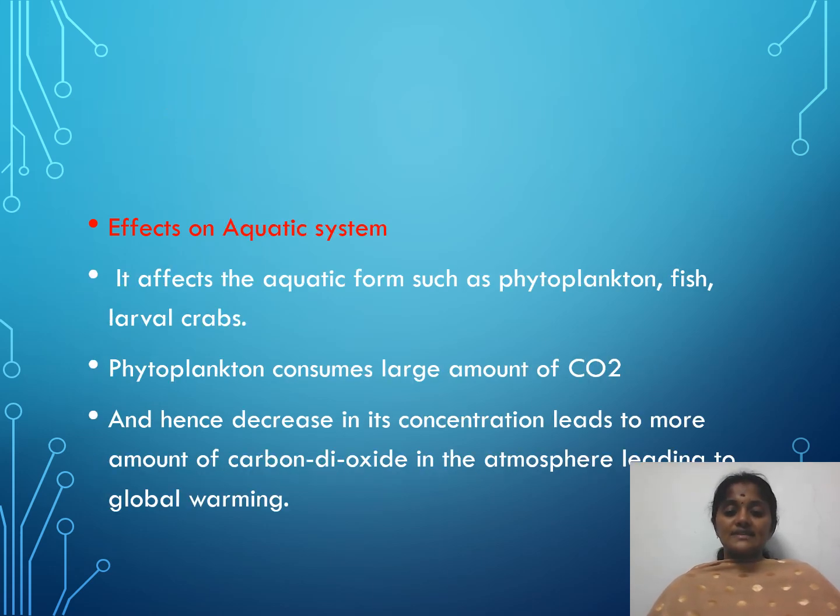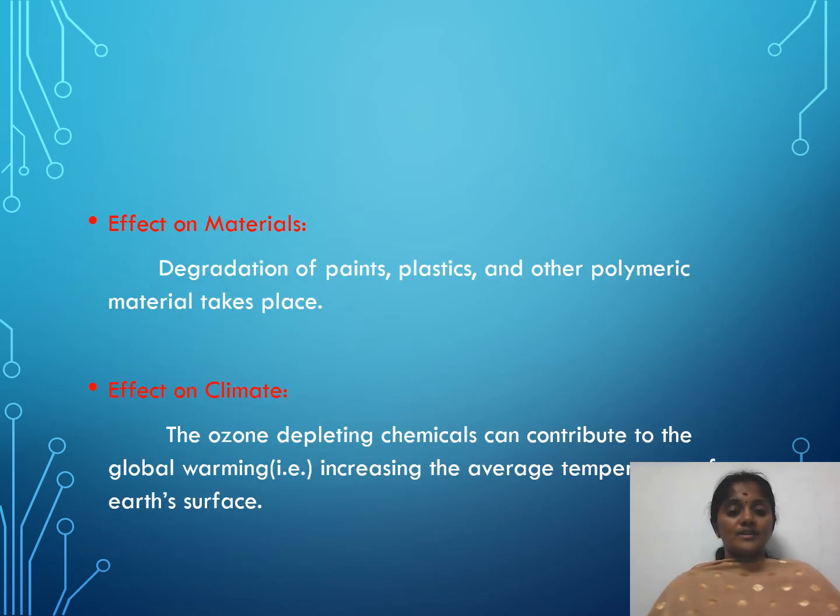Effects on the aquatic system: it affects aquatic forms such as phytoplankton, fishes, and larval crabs. Phytoplankton consumes a large amount of carbon dioxide, and hence a decrease in its concentration leads to more carbon dioxide in the atmosphere, leading to global warming. Effect on materials: degradation of paints, plastics, and other polymeric materials takes place. Effects on climate: ozone depleting chemicals can contribute to global warming, that is, increasing the average temperature of the Earth's surface.